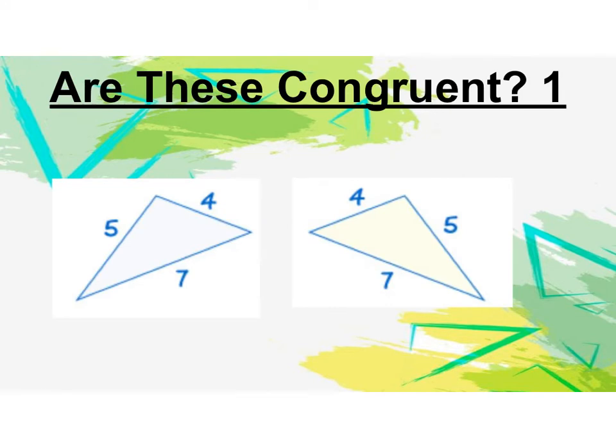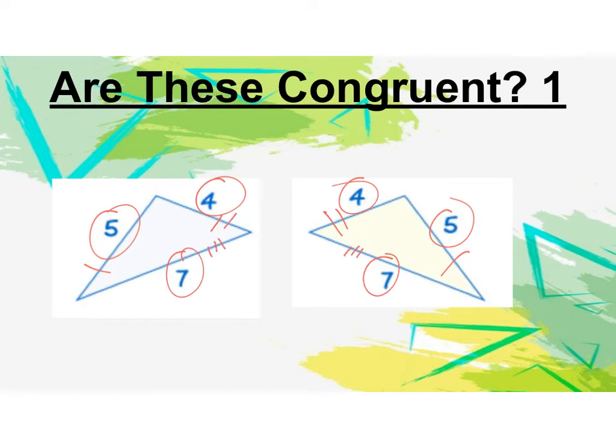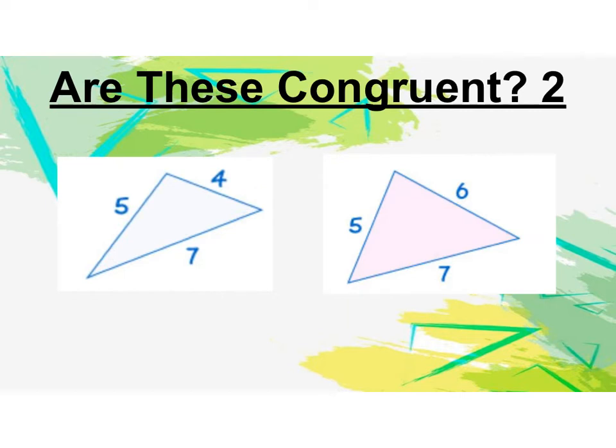So are these congruent? Well, I see that those are both 5s and those are both 4s and those are both 7s. So I could put congruent marks on all of those. So I would say maybe. Let's look at this one. I still have the 5, but then I have 4 and 6. So these are definitely not congruent.